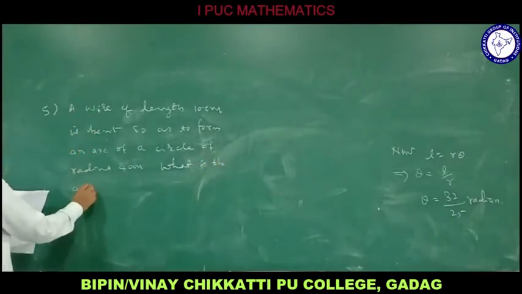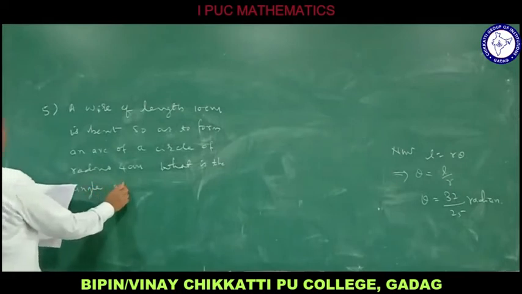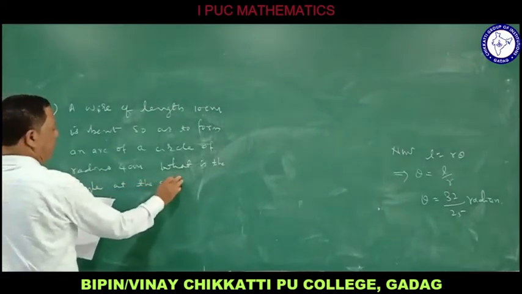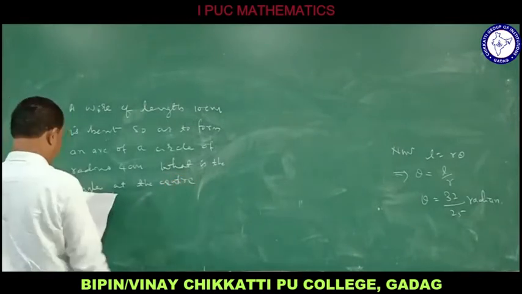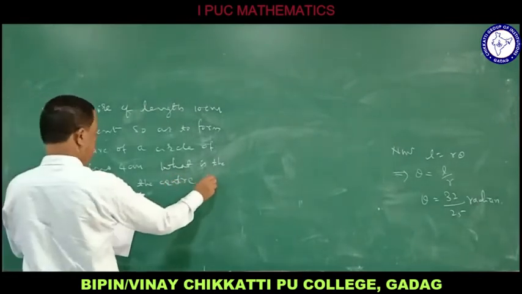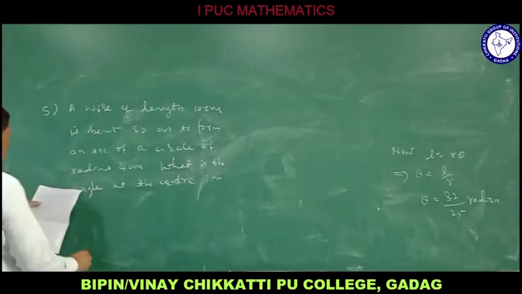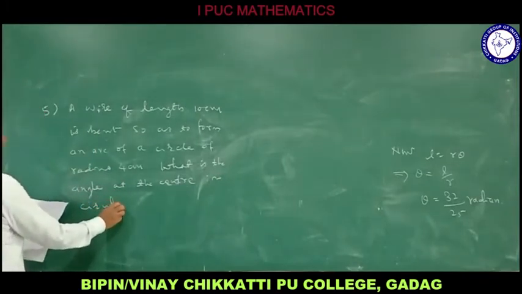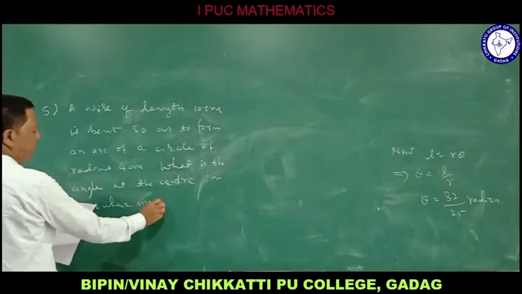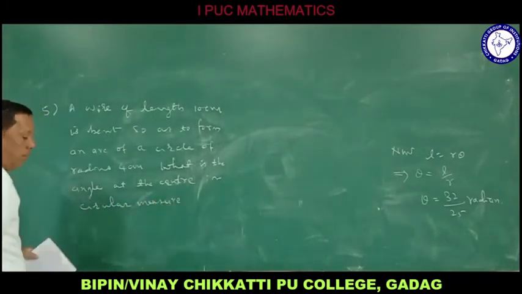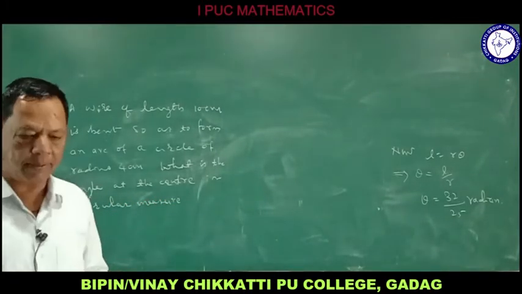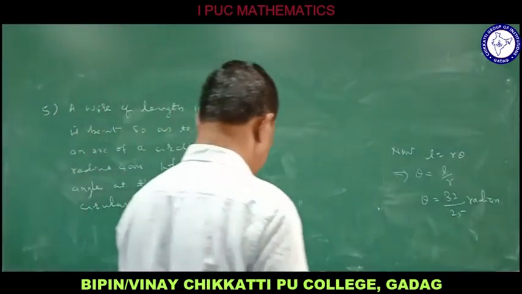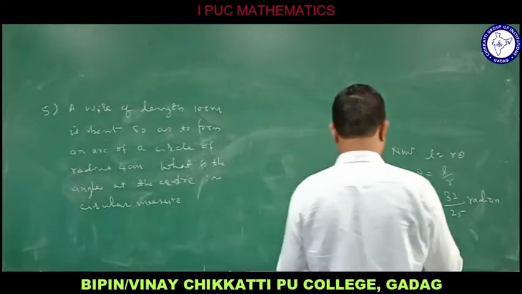What is the angle at the center in circular measure? In circular measure means what? It is nothing but radian measure. So don't get confused, very simple.